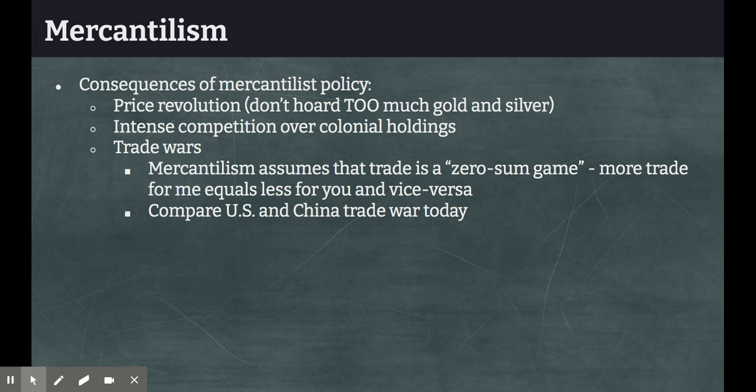All right, but what were the consequences of this policy? Well, first of all, we already mentioned the price revolution was caused partly by countries hoarding too much gold and silver. So if you dump a bunch of gold and silver into your economy, you might think that's helpful. It's actually not. It leads to inflation. It also led to literal wars as well as trade wars. In terms of literal wars, you might remember the French and Indian War. That was a war between the British and the French over colonial holdings in North America. So it's going to contribute to literal wars.